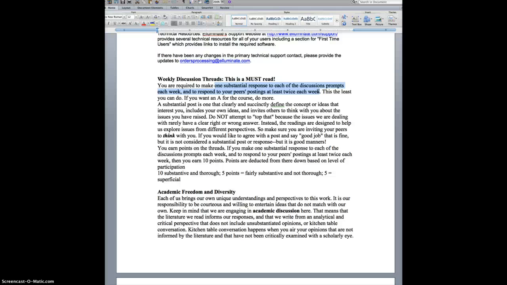A substantial posting is something substantive, something thorough. That doesn't mean "good job," "I agree," or "I disagree." You need to have a substantial discussion just like you would in class. That's how you get the 10 points. If you're doing a so-so job, that's 5 points. If I already see something I need to fix, if you're not doing a good job, that is 0 points.